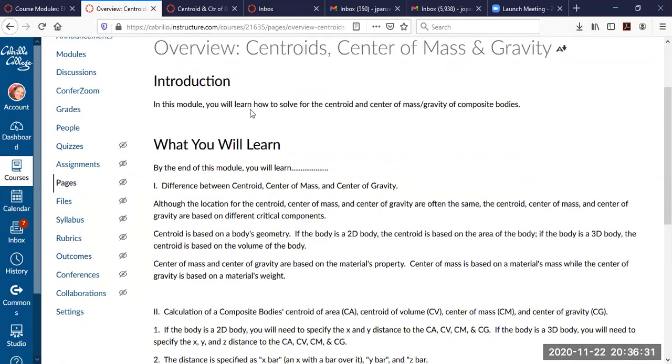And in this module, you'll learn how to solve for the centroid and center of mass and gravity for composite bodies. We're emphasizing composite bodies in statics because often as engineers we're designing something that has multiple parts, or we have a piece of metal that's been machined and it has many different shapes inside it. And you've already learned in math and or physics how to solve for centroids and center of mass and gravity, but we're concentrating on it for composite bodies.